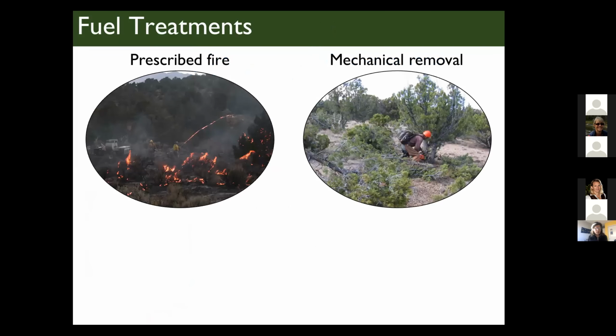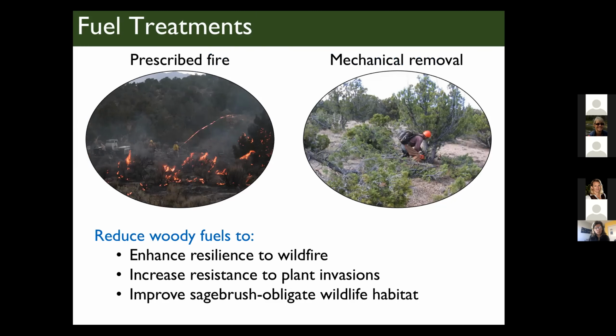So there are 2 primary fuel treatments that are used to reduce pinyon juniper, and they're prescribed fire and mechanical removal. And mechanical removal is usually some form of mastication or lop and scatter treatment. And these fuel treatments are intended to reduce woody fuels with the hopes that it's going to enhance resilience to wildfire, increase resistance to plant invasions, and hopefully improve sagebrush obligate wildlife habitat.